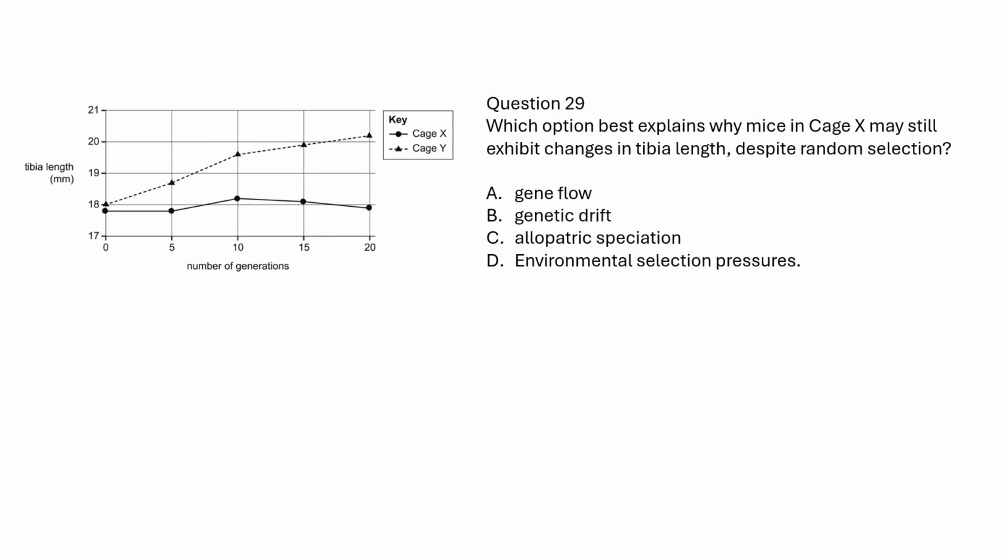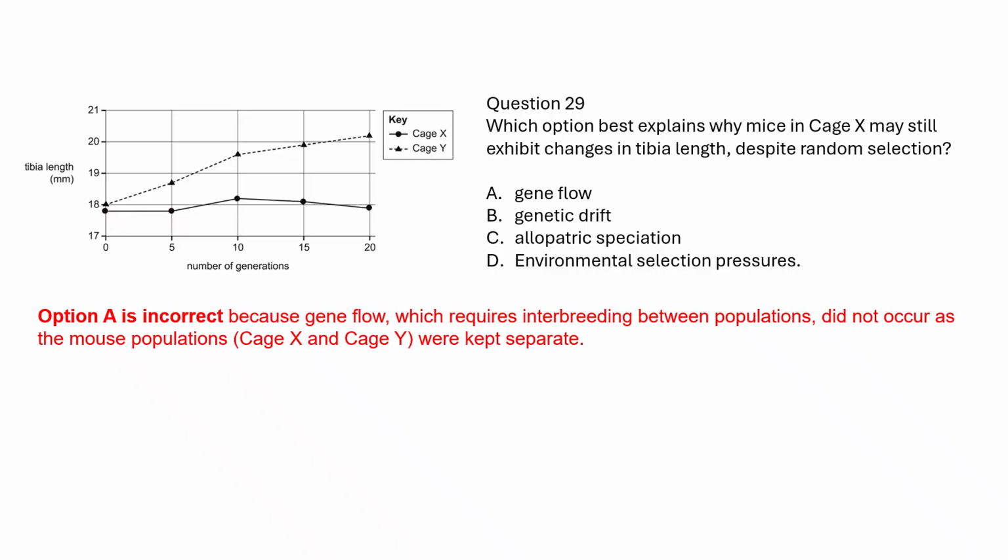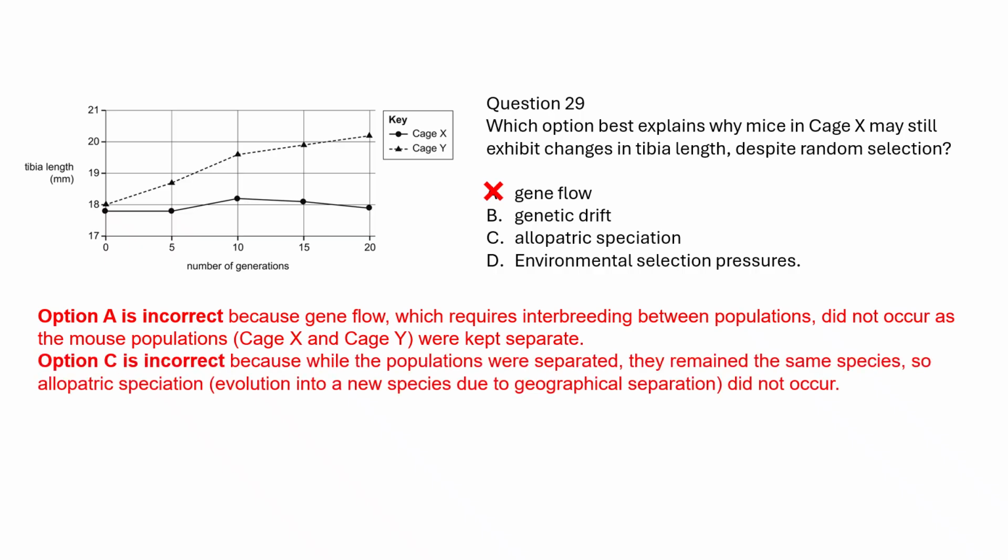Option A is incorrect because gene flow, which requires interbreeding between populations, did not occur, as the mouse populations, cage X and cage Y, were kept separate. Option C is incorrect because while the populations were separated, they remained the same species, so allopatric speciation, evolution into a new species due to geographical separation, did not occur.